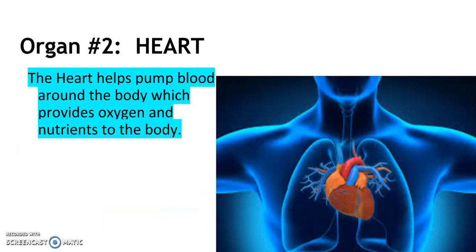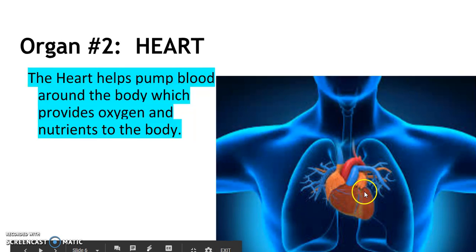Second organ would be the heart. The heart pumps blood, right? We know what our heart does. Pumps blood to our body and also pumps blood to our lungs so that that blood can be reoxygenated and then back to the heart to be pumped out to the rest of the body.